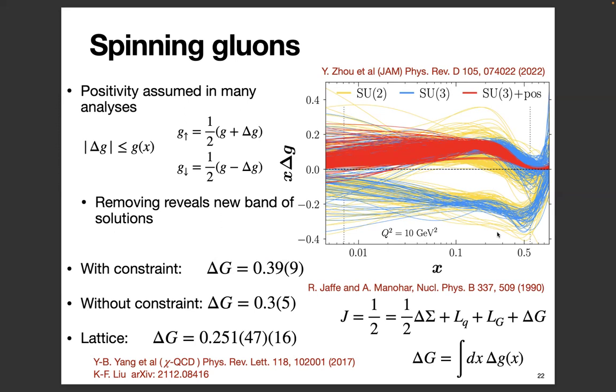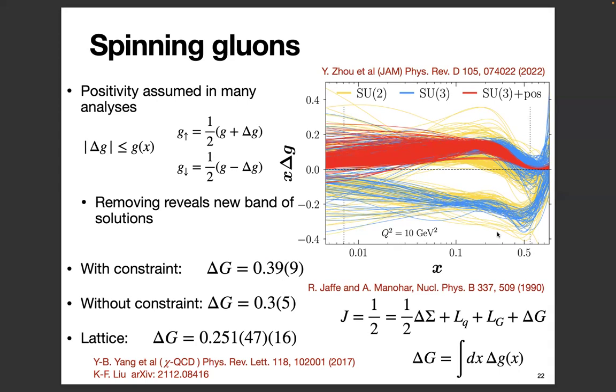And so what JAM did in this analysis here is that they removed this positivity constraint. So before they were only ever getting this red band, which is constrained in the large x region by the fact that it has to be less than the gluon distribution, which is a very small function. So when they remove this, they suddenly see a huge blow up in the large x region, exactly where lattice is sensitive, but they also see this additional negative set of solutions that appear.